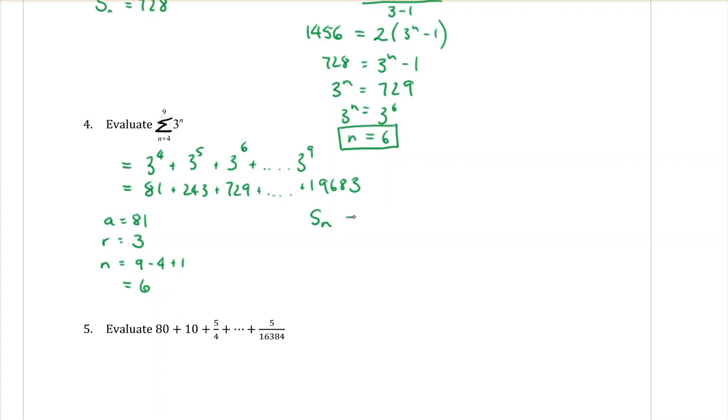And because R is greater than 1, we use the formula which has the R to the N first in the bracket. And sub in. A is 81. R is 3 to the power of 6. Take away 1 over 3 take away 1. And we type it in. 29,484. Good. Okay, but as I said, you could have probably done that one faster just by working out the terms for that one.